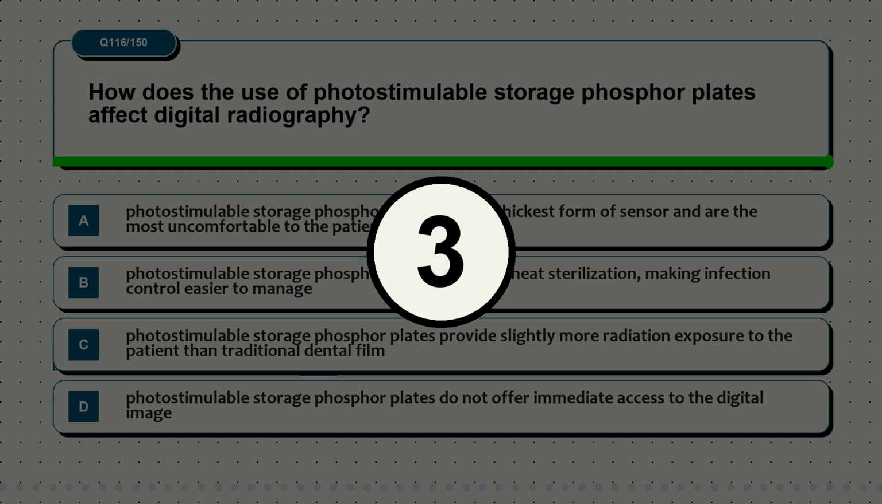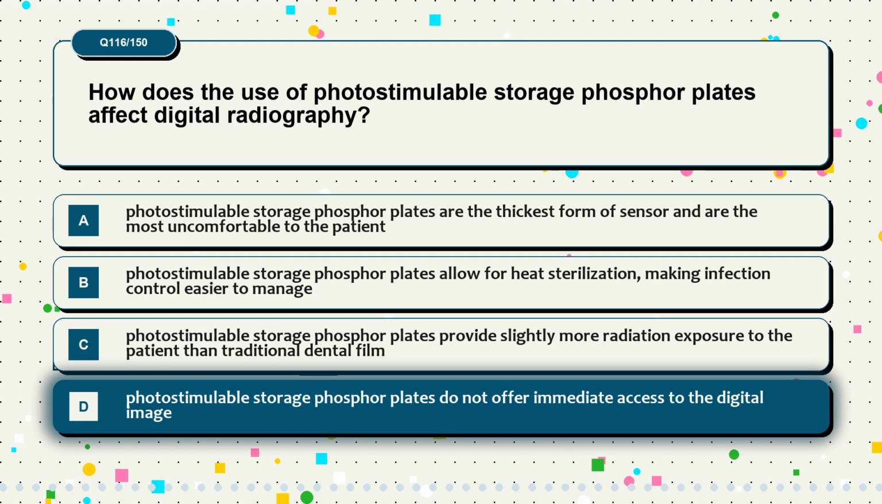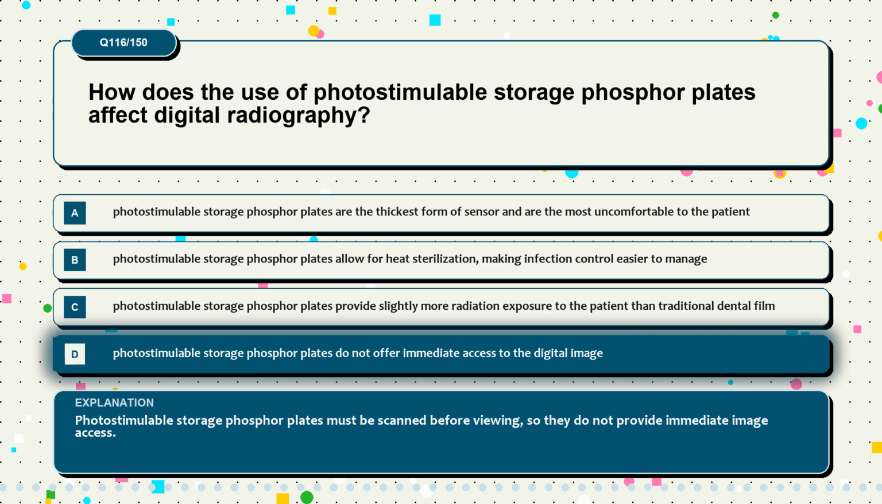The correct answer is option D. Photostimulable storage phosphor plates do not offer immediate access to the digital image. Photostimulable storage phosphor plates must be scanned before viewing, so they do not provide immediate image access.